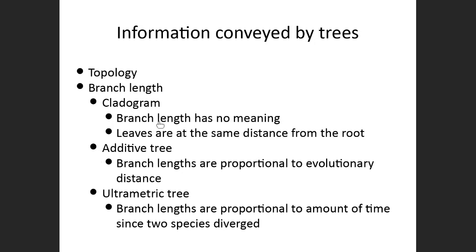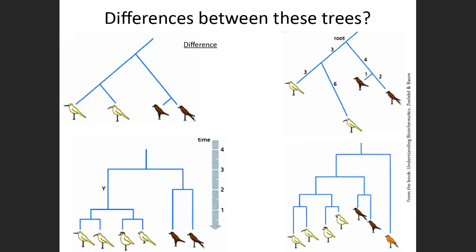In the cladogram, the branch length has no meaning. As I was telling you, if there's no scale anywhere, then you say, oh, this is a cladogram. But if there is a scale somewhere, then that indicates that the length of that branch correlates to the genetic distances. In that case, you have an additive tree. And then I'll show you what an ultrametric tree is. So if you look at these trees, put in the chat what are some differences you see between them.